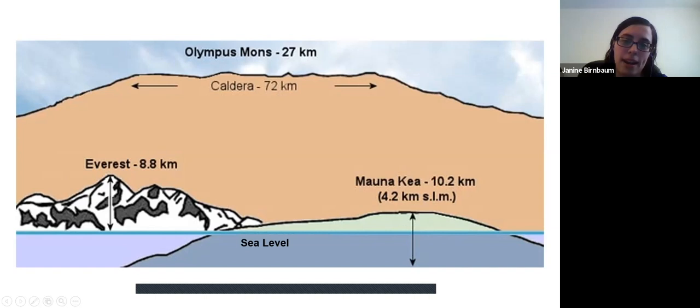And here it is in comparison to Olympus Mons, which is quite a bit bigger, but not orders of magnitude. Maybe it's only 4 or 5 times taller than Mauna Kea. And Olympus Mons is the biggest volcano in the solar system. It's on Mars. We have volcanoes on lots of other planets, including Earth. There are also volcanoes on Venus and Mars and Jupiter's moon, Io. They occur throughout the solar system.